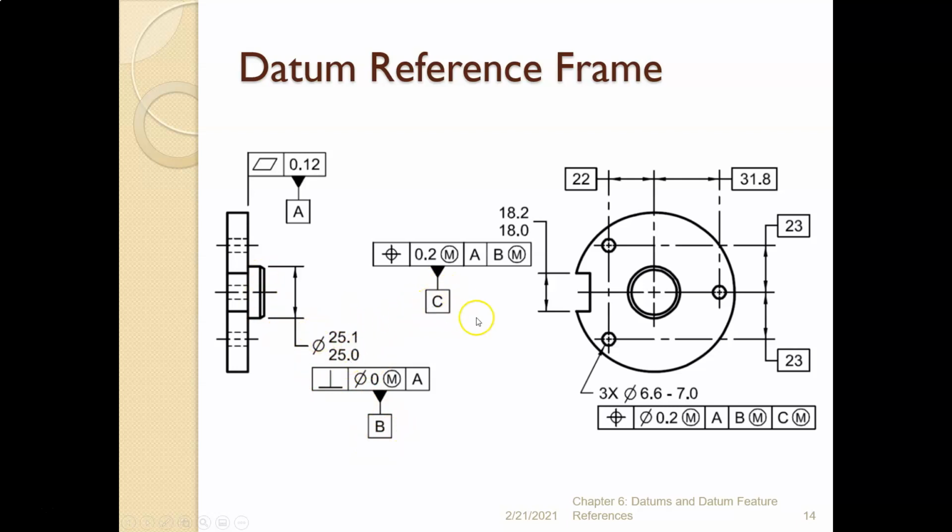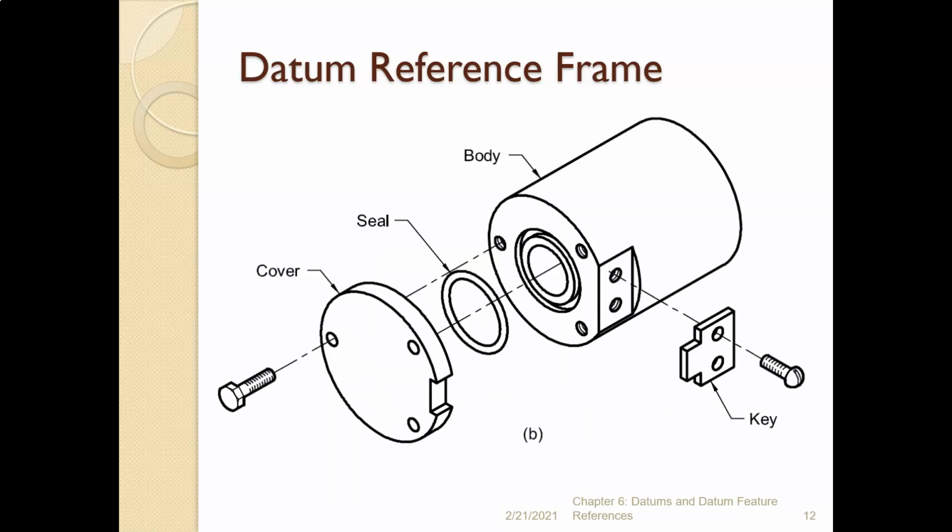And finally, datum C is also a feature of size. Two opposing planes with a size dimension create a feature of size. It's just like a rectangular hole. And so datum feature of size C also needs to be associated with the size dimension. All right, so now what do we do with this information, A, B, and C? Well, we need to identify which datum is going to be primary, which is secondary, and which is tertiary. And we have to go again back to our design.